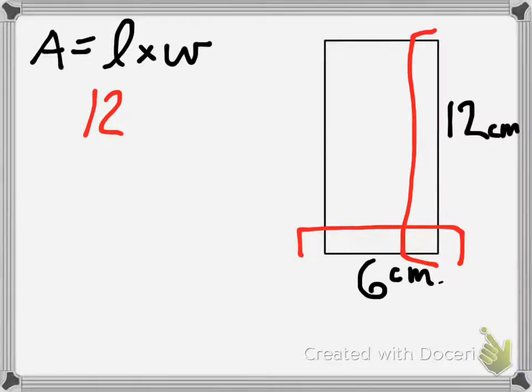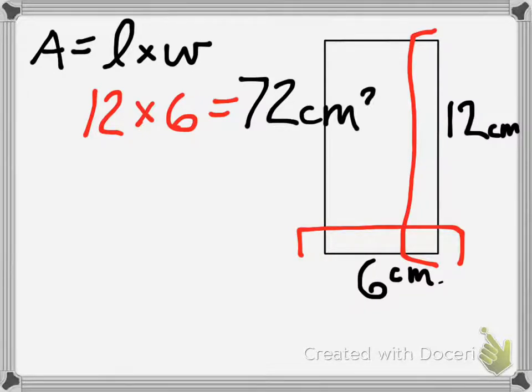So I'm going to go ahead and plug in 12 times 6, which, if I know my multiplication facts, is easy, it's going to give me 72. Oh yeah, that's going to be 72 centimeters square, since we are given the unit over here of centimeters. So we won't just say square units, we'll say centimeters square.